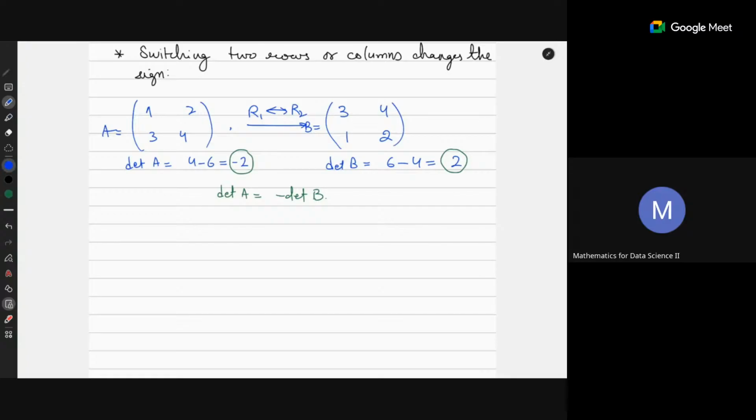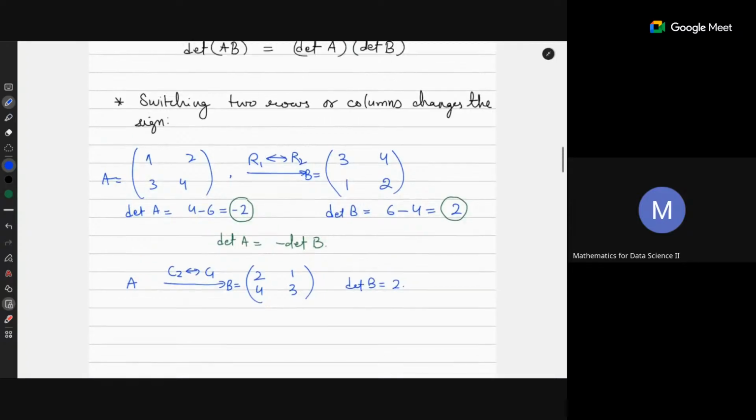You can also work out more examples. Let's say you change the columns of A. You change C2 with C1. You will get 2, 4 and 1, 3 as your new matrix B. Now again, if you calculate the determinant, it is going to be 6 minus 4, which is again 2. All right. So again, the sign has been changed.